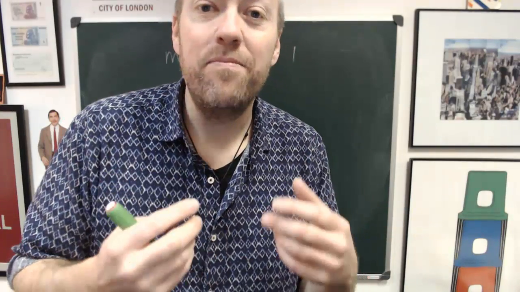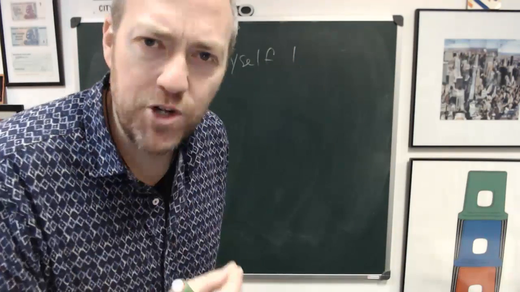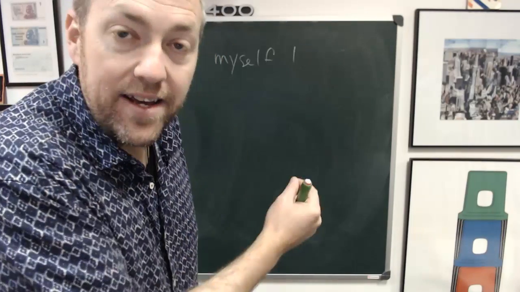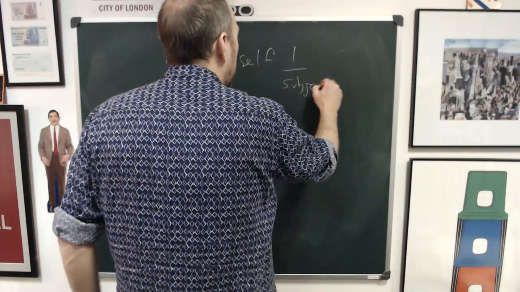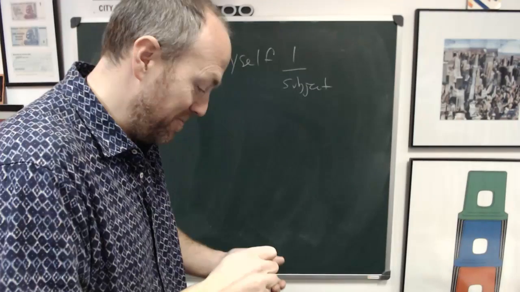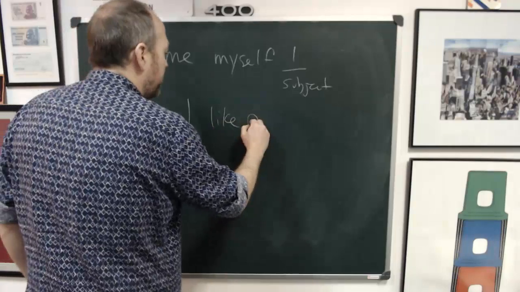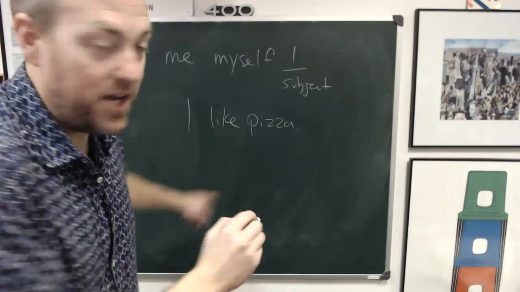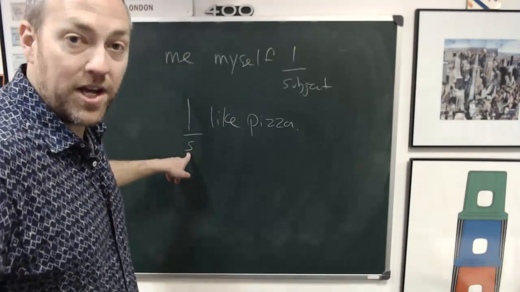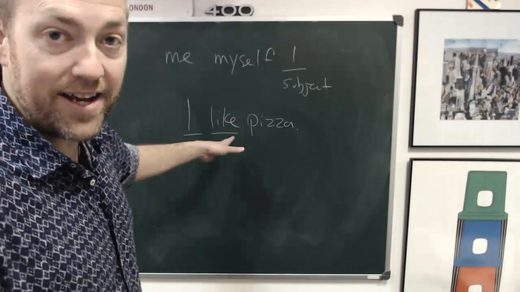The difference is where do we use them. I is a subject pronoun. We use I in the subject of a sentence. For example, I like pizza. So here we have the subject of the sentence and the verb. Subject, verb: I like.